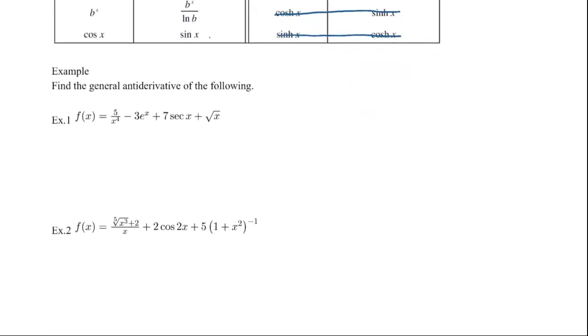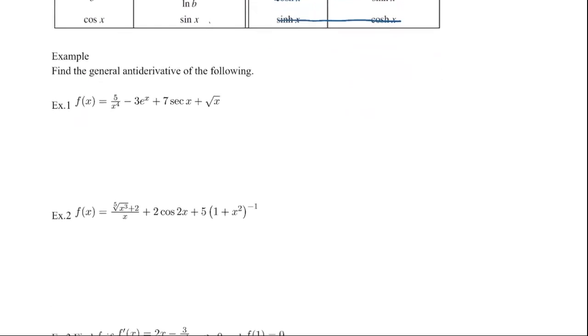There you go. Okay, this one right here, you should be thinking about that as 5 times x to the minus 4. This one right here, guys, you should be thinking about that as x to the 1/2. That will make things a little bit easier, okay? So you should be thinking about this. You don't have to write it down.